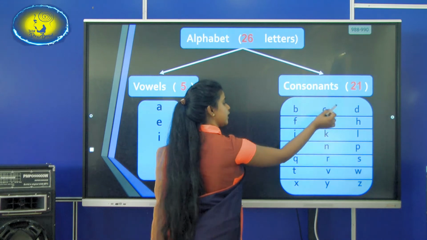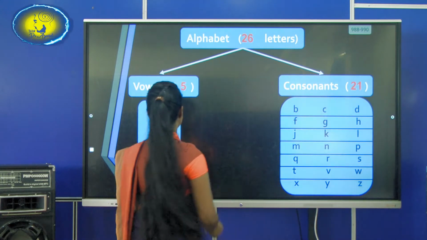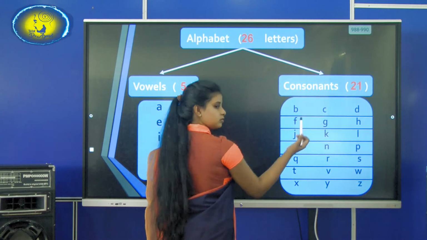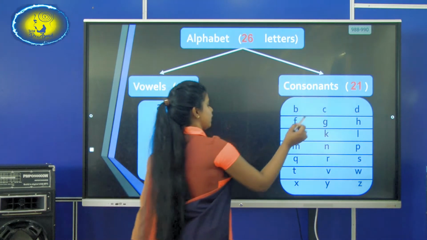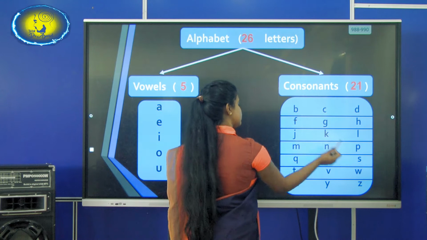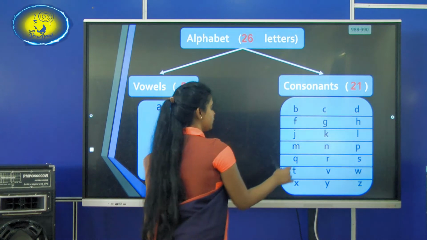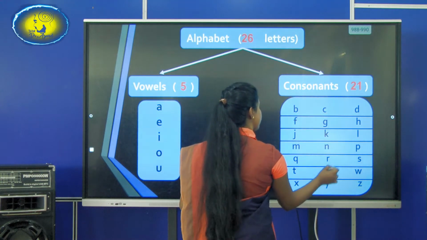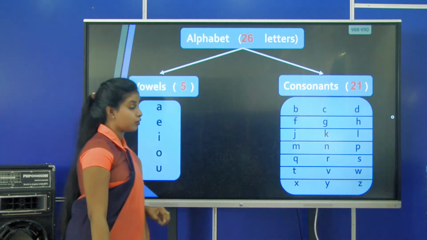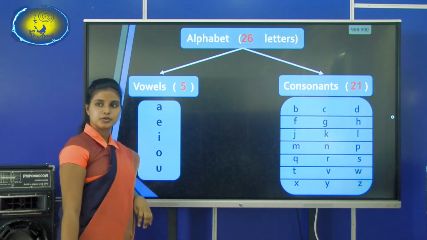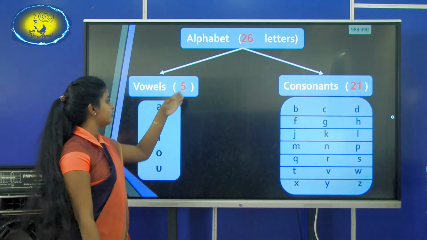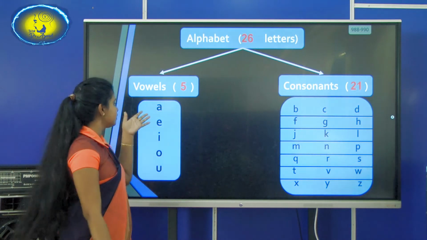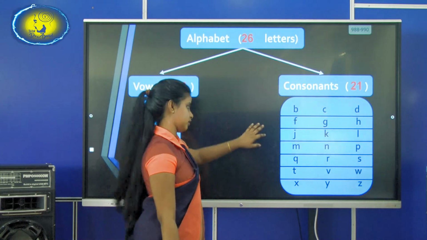F, G, H, no I because I is a vowel. J, K, L, M, N, O, O is a vowel. P, Q, R, S, T, U is not there. That means U is a vowel letter. V, W, X, Y, Z. Those are consonant letters children. Okay. Now do you have an idea about vowels and consonants children? How many vowels do we have? Yes, obviously we have 5 vowels and 21 consonants.